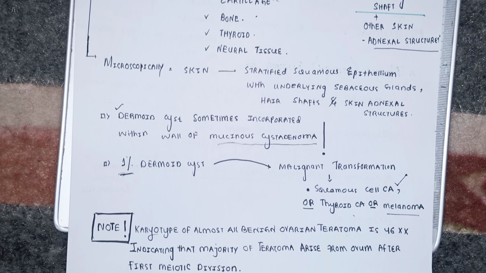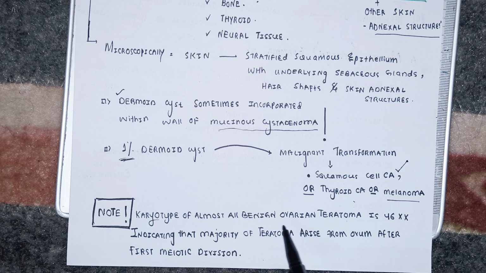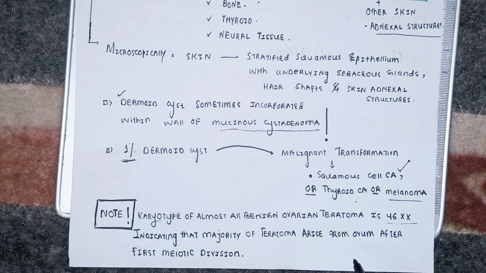One last thing about the benign teratoma, that the karyotype of almost all the benign ovarian teratoma cells is 46XX. If you have a look at the benign ovarian teratoma, that is the benign tumor, and have a look at each cell of this tumor, you will find inside each cell there is 46XX. What is this indicating? This is indicating that the majority of the teratoma arise from the ovum. Obviously this is the reason why they are having 46XX, right? This is all about, beta, the benign teratoma, that is also called the dermoid cyst.